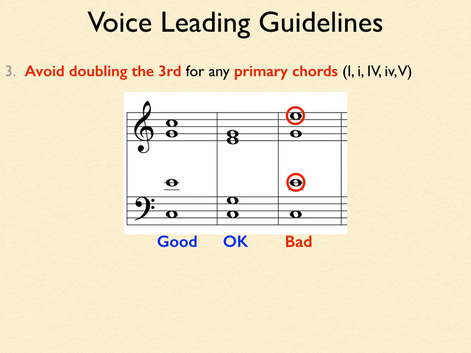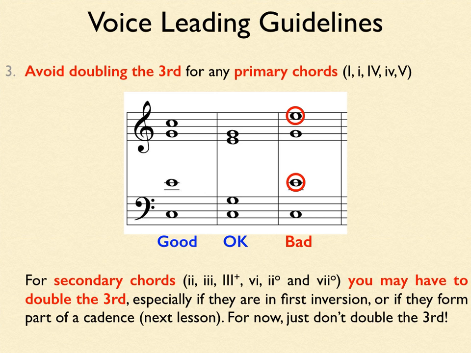In fact, I'd almost go so far as to say avoid doubling the thirds just for now, for any chord. Just avoid doubling the third. There will be occasions where you will have to actually double the third. We'll get to that later in the course. There are one or two exceptions that you have to learn for this rule, but the general rule is avoid doubling the third for any primary chords.